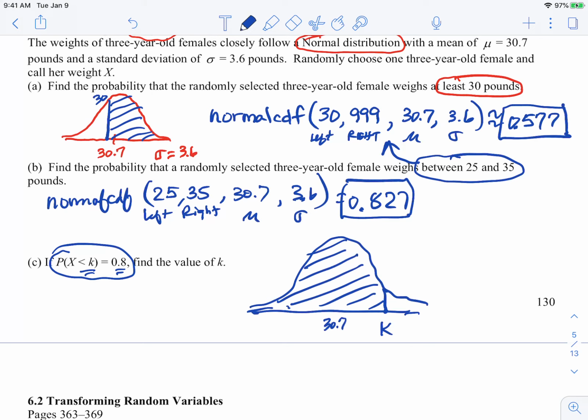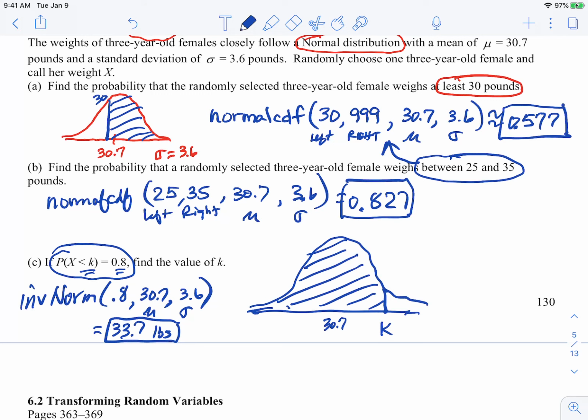Well, when you know the area and you're working it backwards, this is a job for inverse norm. Inverse norm works backwards from the area. Depending on your calculator and what operating system you have, usually the percent left is what's asked for first. And then you want to write the mean and standard deviation, followed by commas. When you type inverse norm of 0.8 with the mean and the standard deviation, it should spit out the value of K. We expect it to be a little bigger than 30.7, and sure enough, it's like 33.7 pounds. That would be the boundary for an area of 80% to the left.